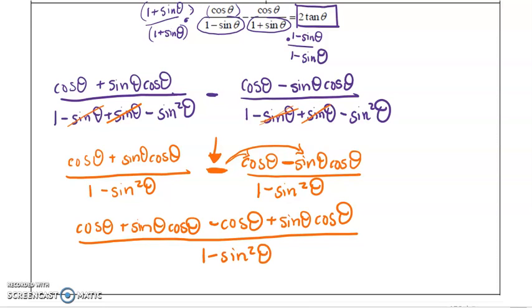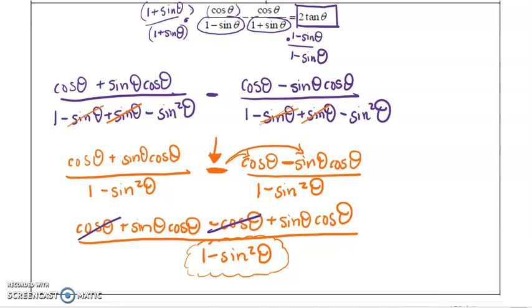Oh boy, Mrs. Bauer, this still isn't looking good. Okay, but let's keep going. Maybe some of you have already had that light bulb moment. Okay, we'll get there in a second, but we have that 1 minus sine squared. Maybe we can do something there. If we take a look at the tops, just to try to clean this up further, I have a positive cosine, and I eventually have a minus cosine, so those are actually going to go away.